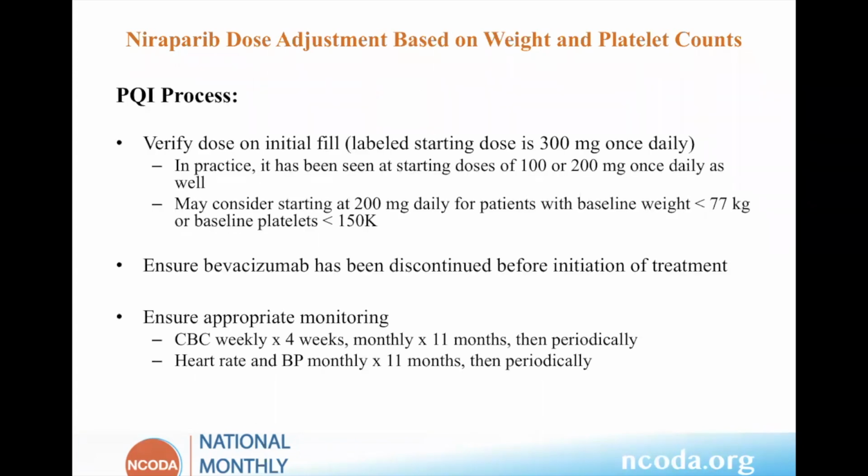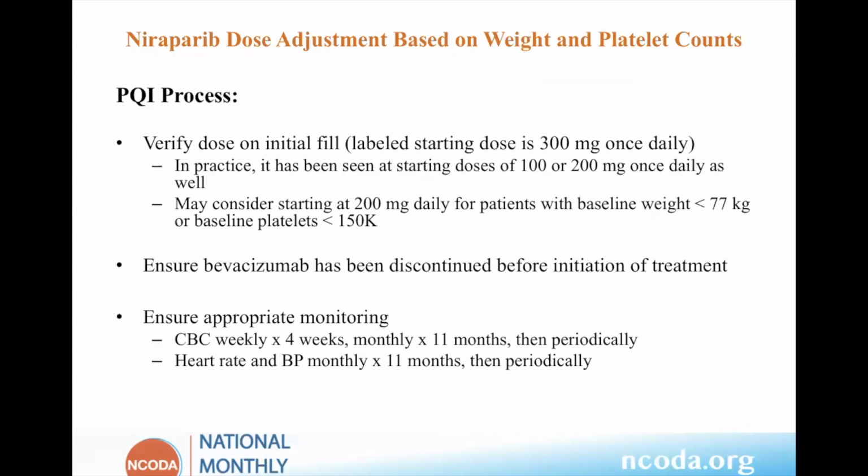On the initial fill, the labeled starting dose is 300 milligrams. However, you may see 100 milligrams or 200 milligrams used at baseline in clinical practice in patients with certain clinical characteristics. So this includes patients weighing less than 77 kilos or with platelets less than 150 at baseline. In clinical trials, patients with either of those two characteristics, only 17% of those were able to remain on that full 300 milligram dose by month 4.